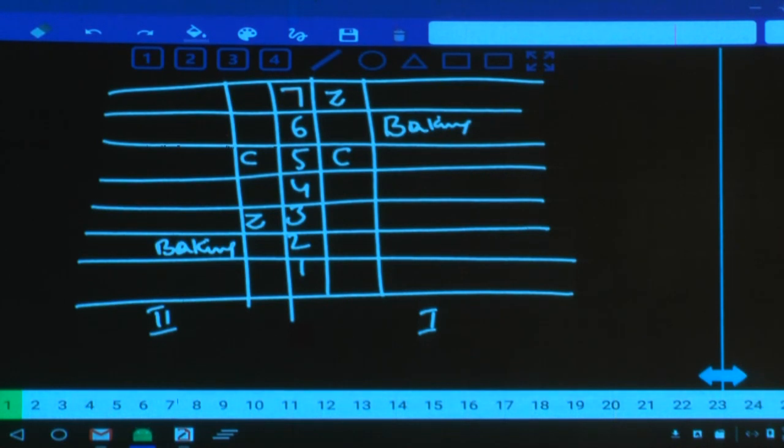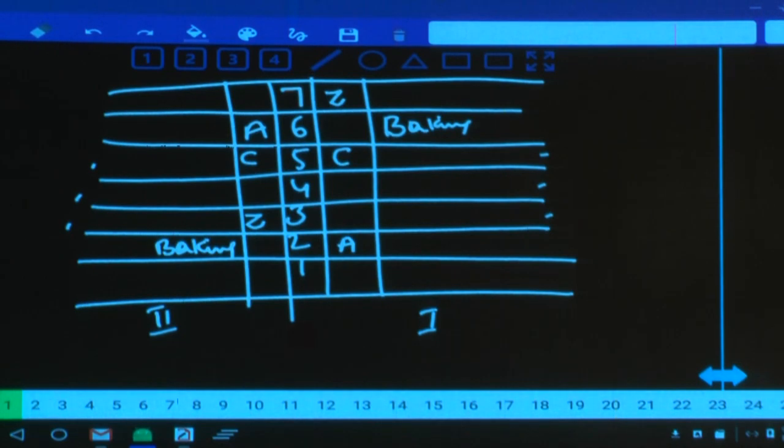Only 3 people live between A and the one who is participating in baking. Only 3 people between A and baking. Baking is here, 1, 2, 3. Hence A will be on the 2nd. Now in this one, 1, 2, 3, A will be on the 6th floor. Only 3 people between A and the one who is participating in baking competition.